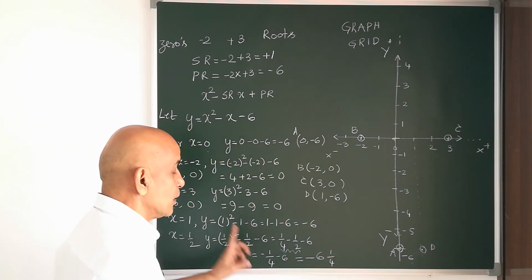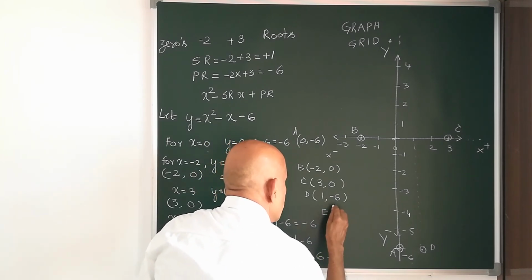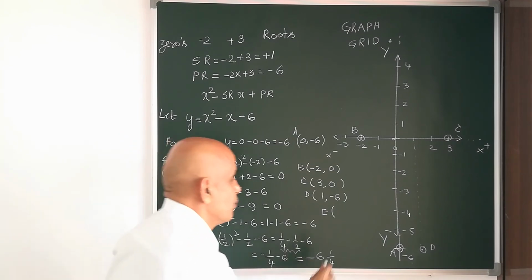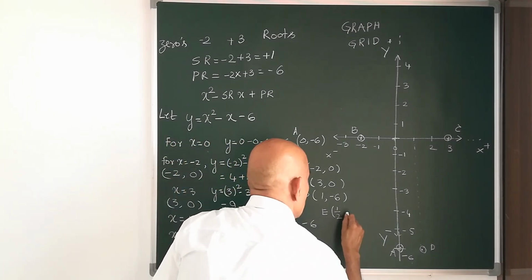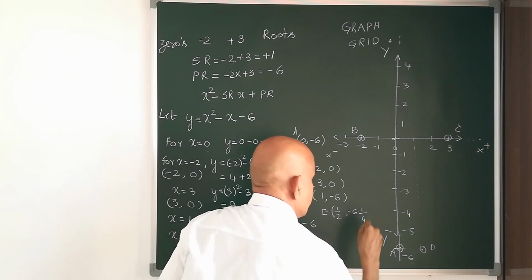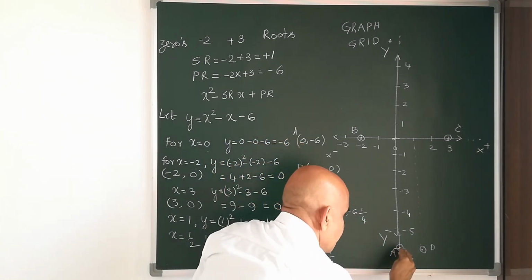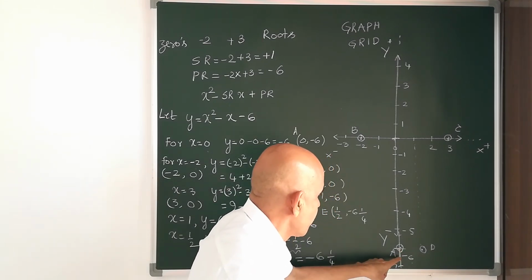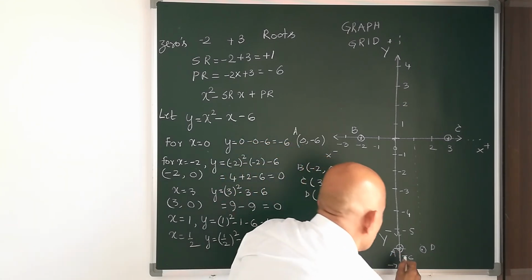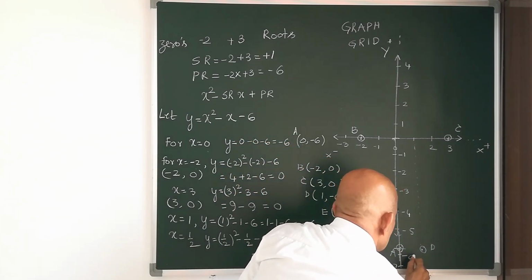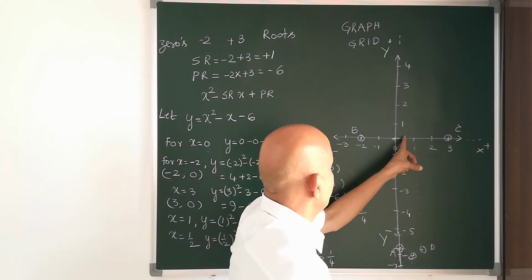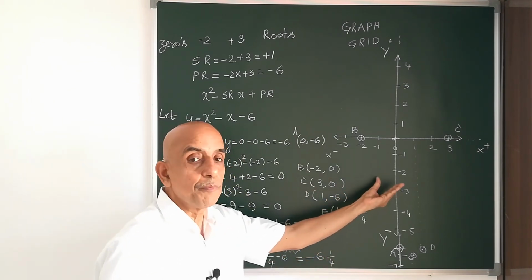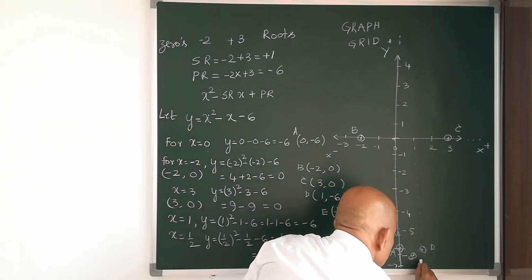So that means the other point, if you consider this point as E, the x coordinate is 1 by 2, the y coordinate is minus 6 1 by 4. This is minus 6, and somewhere here comes minus 7. So in between minus 6 and minus 7, half of half will be here, 1/4 will be here. So somewhere here is 1/4. So this is the point E in between, where x is 1 by 2. If you take the normal graph sheet, you will get it perfectly. So this is the point E.